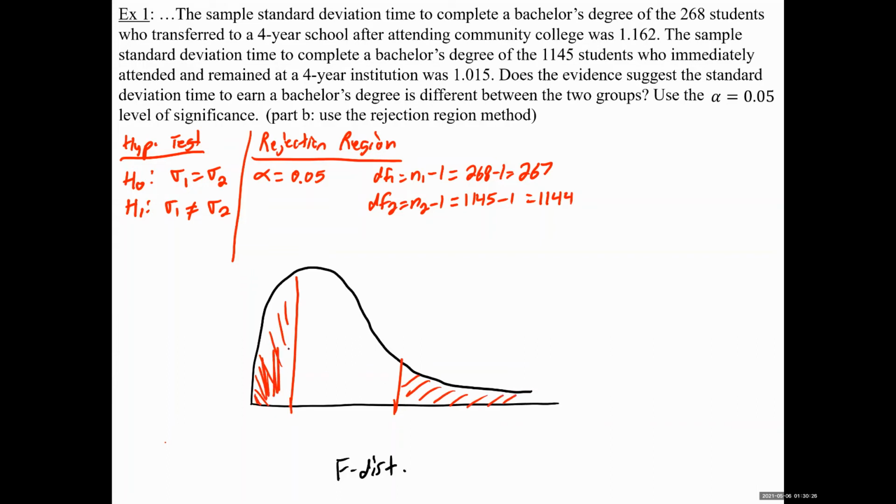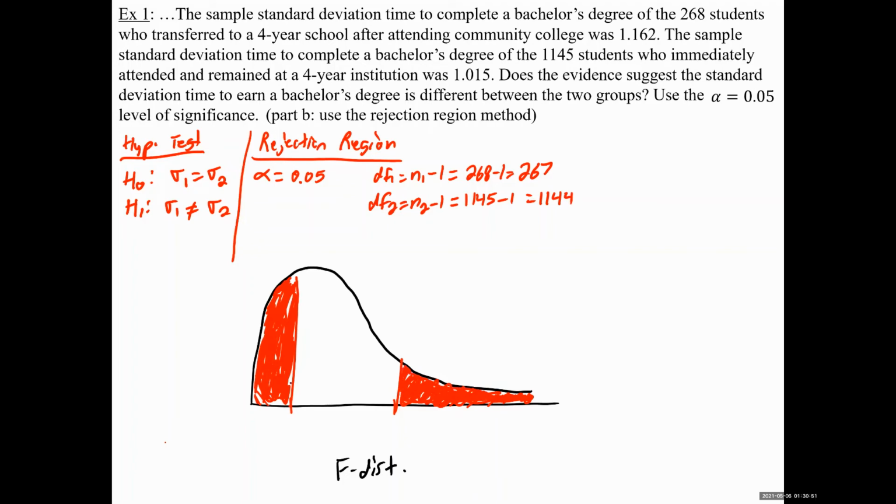Now, for the rejection region method, what you're going to do is label the areas that I'm shading, and then look up the numbers on the bottom in the table. If it was the p-value method, it's the opposite. You would label the numbers on the bottom first, and then find the areas on the calculator. So we're going to label the areas first.